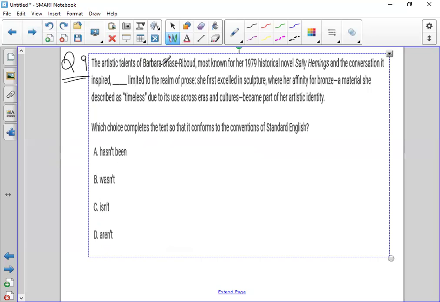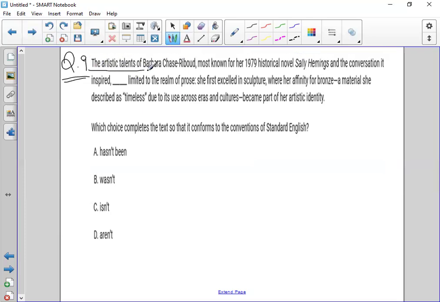Now, ninth one, the artistic talents of Barbara Chase Rebord, most known for her 1979 historical novel, Sally Hemings and the conversation it inspired, comma, then there is a blank. So here after the comma, there is a blank. So we are talking about what? The artistic talents of Barbara Chase Rebord. We need to understand that our subject is what? Artistic talents of Barbara Chase Rebord. This is the extra information, comma to comma. Most known for her 1979 historical novel, Sally Hemings and the conversation it inspired. That is the extra info that we do not need. The main subject is artistic talents of Barbara Chase Rebord.